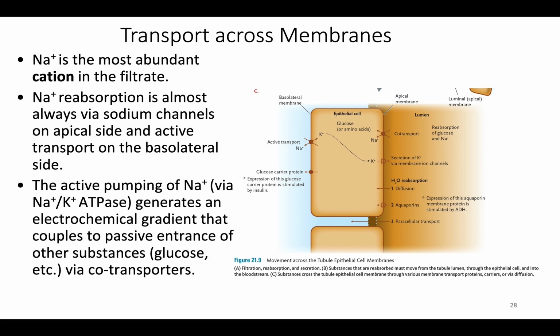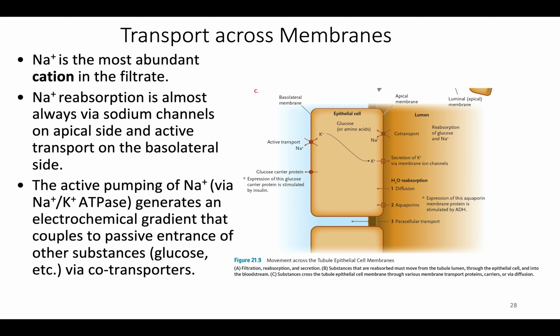Okay, so cation means that it's positively charged. Anion means that it's negatively charged. Think like anti, or can is positive, right? So cation is going to be a positive charge. And sodium is the most abundant cation that we're going to find in this urinary filtrate.